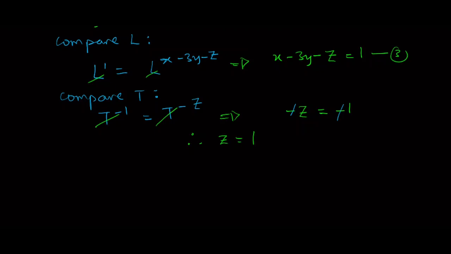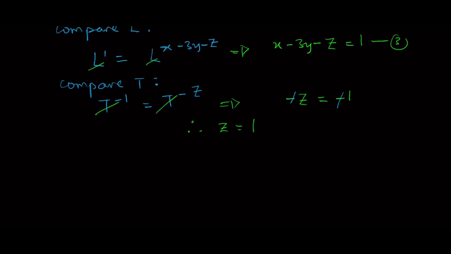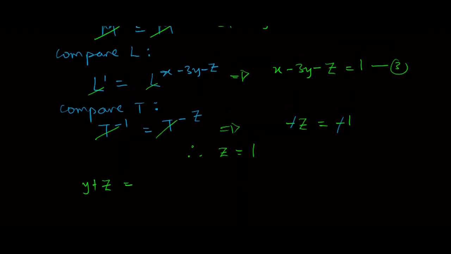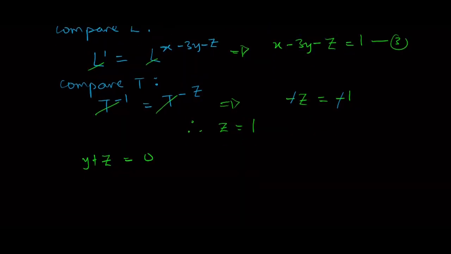So we have gotten the value for z. We can substitute into equation 2 so as to get the value for y. Equation 2 says that y plus z is equal to 0. So if that be the case, we have y plus 1 is equal to 0. Then we take 1 to the other side, and it becomes minus 1. We have also gotten the value for y.